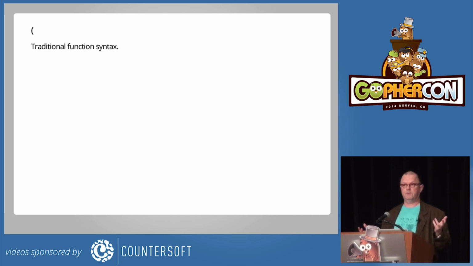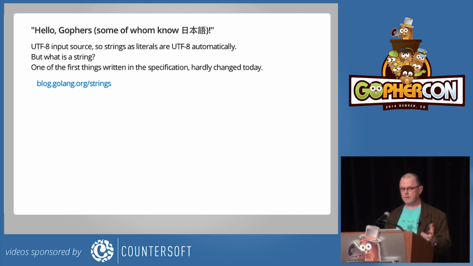Open paren, not much to say. Traditional function syntax, no messages, no function application with space. It's just old school open paren. Then we have a string. Now, I picked a string here with some Unicode characters in it that says Nihongo, Japanese language. Pardon my pronunciation, Japanese gophers.